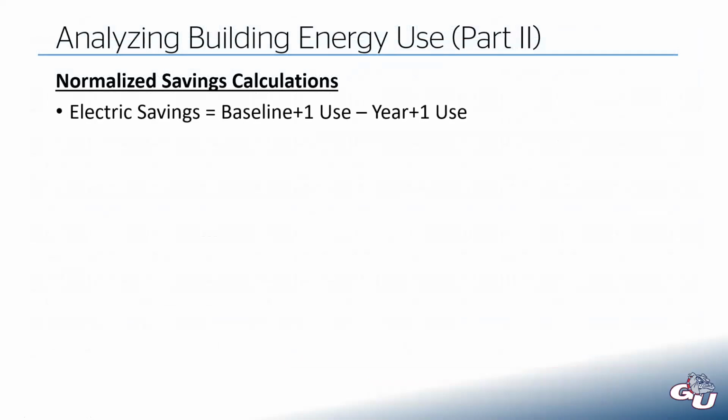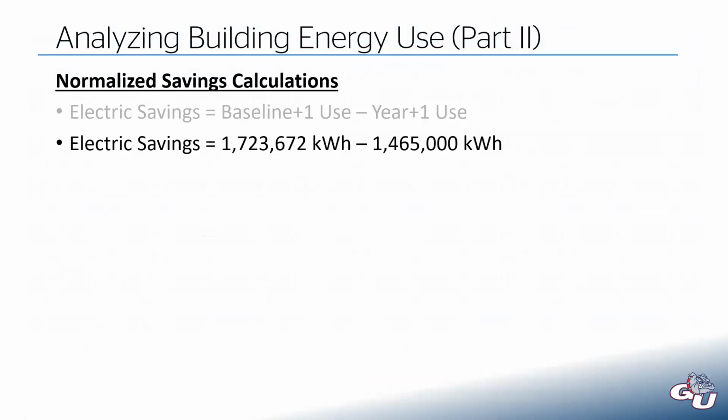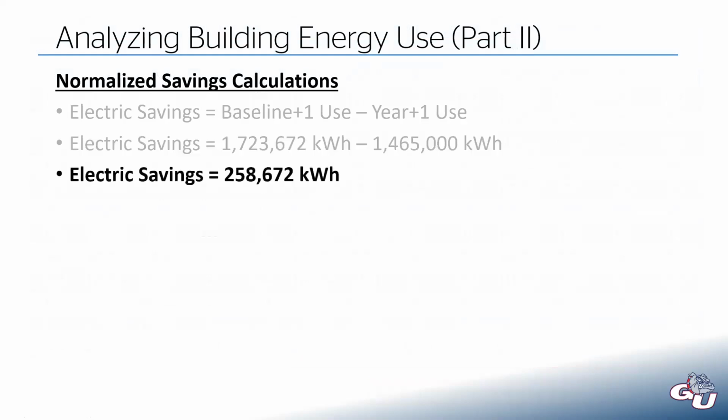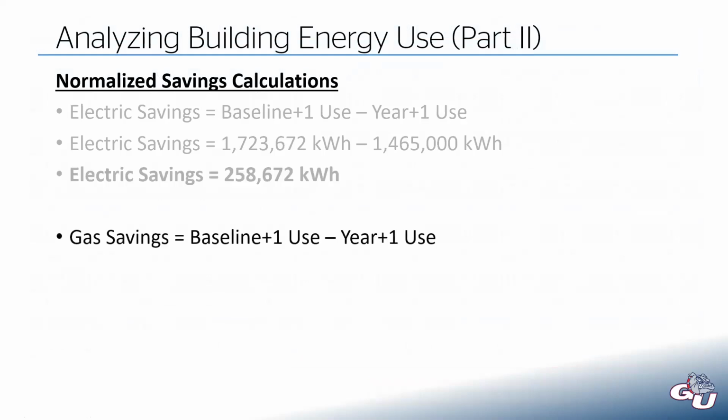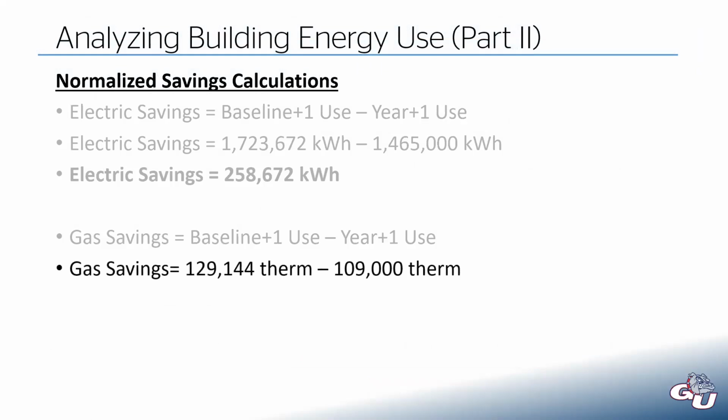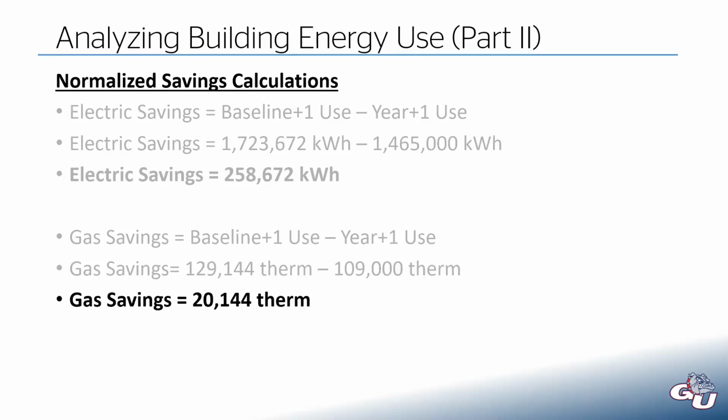So if we look at the electric savings, we take that weather normalized baseline and subtract the actual year plus one use. We come up with about 258,000 kilowatt hours. Similar approach on the gas side. Weather normalized baseline, 129,000 therms minus the actual year plus one use. We come up with a little over 20,000 therms. And so now we have the weather normalized savings.